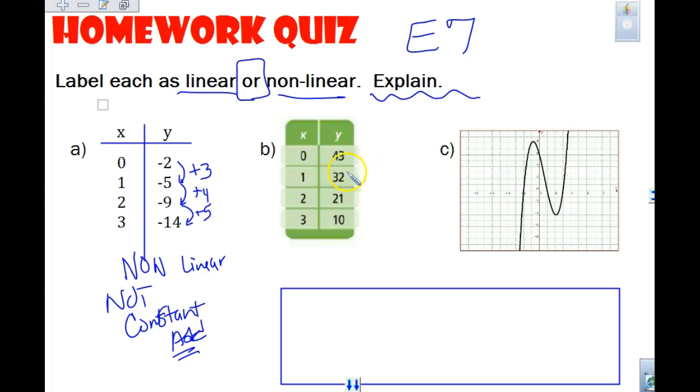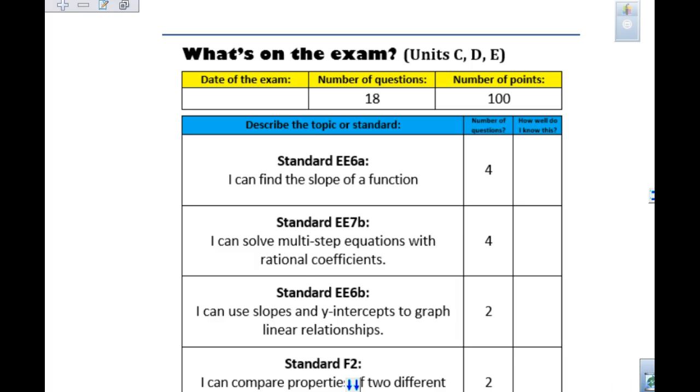Each one is subtracting 11 each time. And notice that our x is only going up by 1, so each time we're subtracting 11, subtracting 11. This is going to be linear. Our reason, we are constantly subtracting 11. And then this one is definitely not linear, and our reason for it being nonlinear, it's not a straight line. Okay? So thinking about those as you take the test, here's what's going to be on your final.